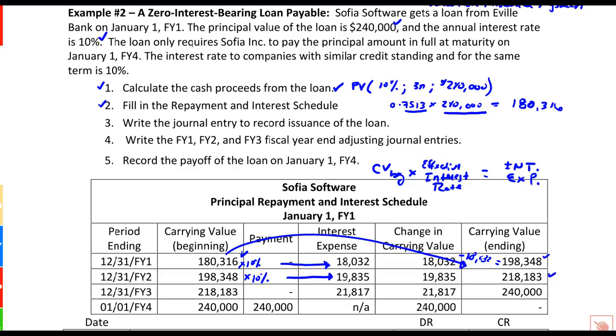Now, in the last year, I just want to point out it gets a little bit weird. If you multiply this by 10%, it's 21,818, but there's a dollar of rounding. So the thing to do here is to just take this 218,183 and take the difference between these two.